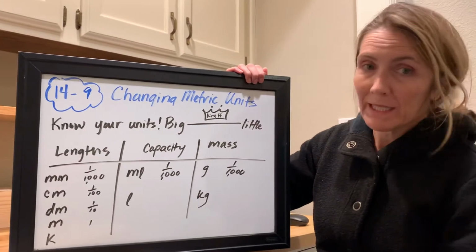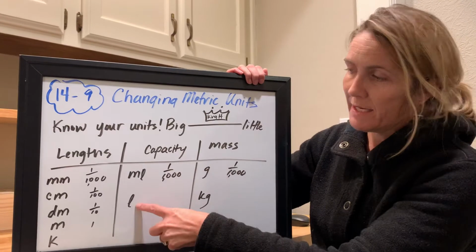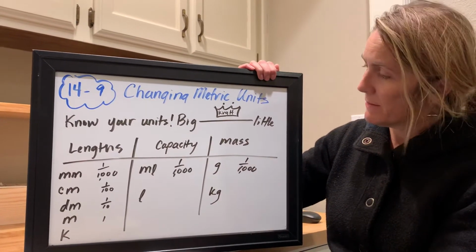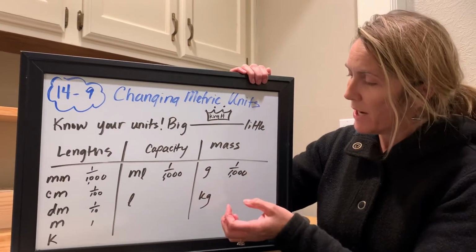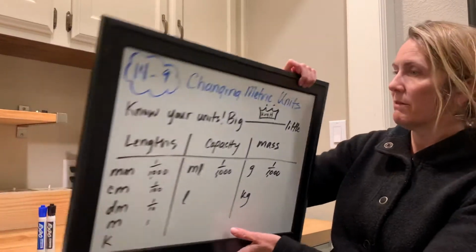Capacity, we're dealing with milliliters, the tiniest. There's 1,000 drops or milliliters in a liter. And for mass, we're working with grams. And we remember that lesson where we talked about it as being a cracker, just a little cracker. And then there's kilograms. So it takes 1,000 grams to equal a kilogram. So that's just our basic review.